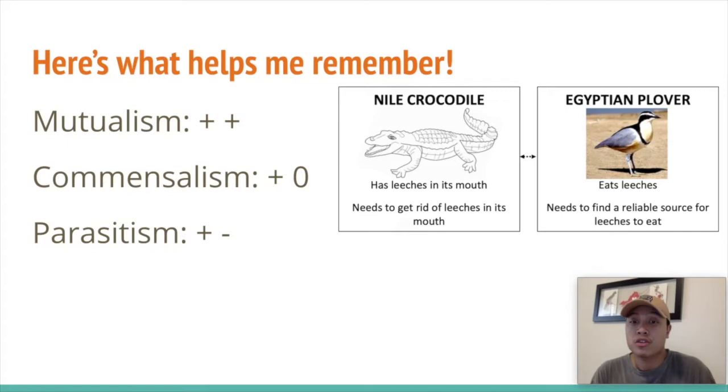And so now the crocodile doesn't like these leeches in its mouth. It needs an efficient and easy way to get rid of them. The Egyptian plover gives that to them because they eat it. So the crocodile also gains a plus sign, a positive benefit from this relationship. So to reiterate, this would be an example of mutualism in this environment.